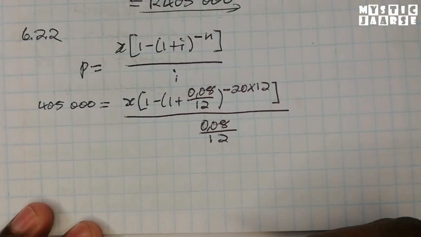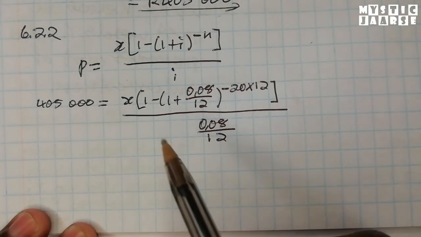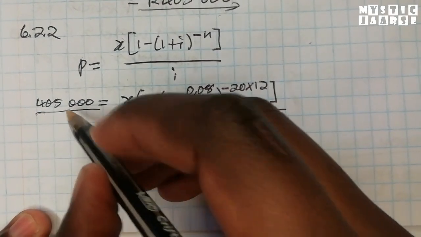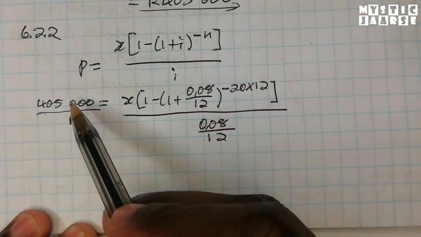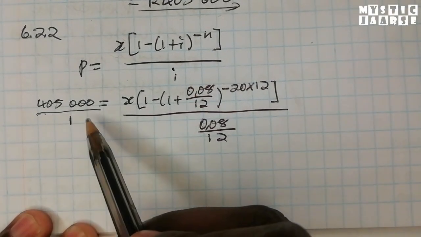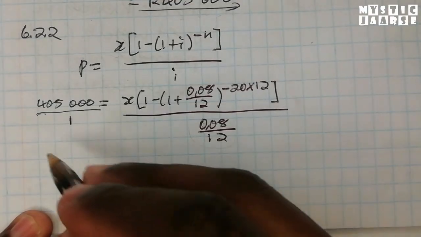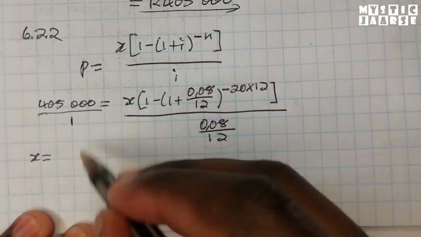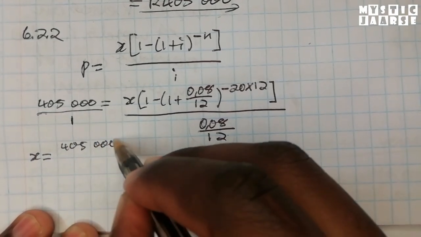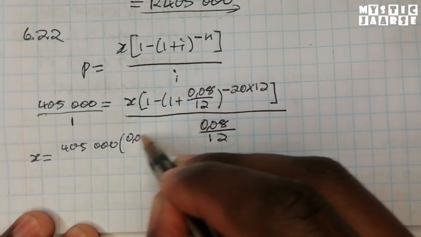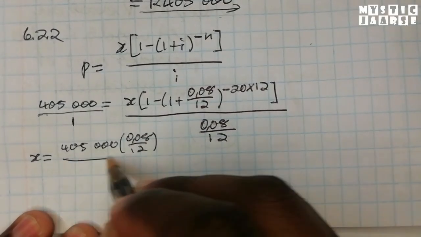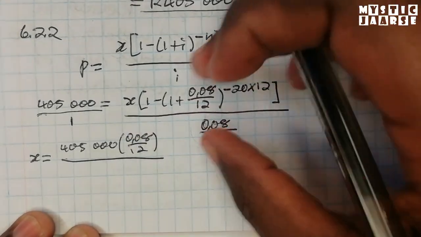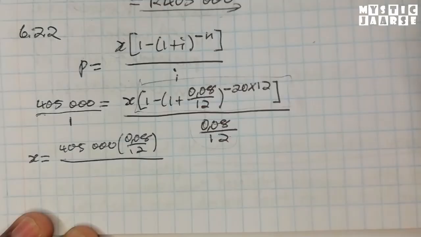Now this is where I mathematically do some magic. In order for us to solve for x, 405,000 rand is divided by 1, right? I'm going to cross multiply. So 405,000 rand is going to multiply with this denominator. We are doing this to isolate x, right? So we say x is equal to 405,000 rand multiplied by our denominator 0.08 divided by 12, divided by, in order for us to be left with x, we're going to have to divide both sides by this whole thing. So I'm already skipping to that step.